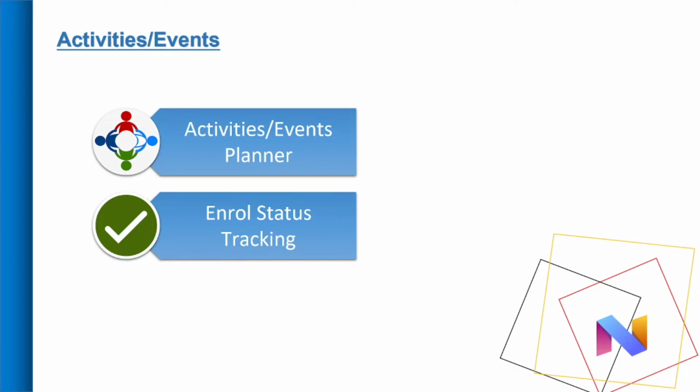Under the activities or events menu, the first one is the activities or events planner, where you can conduct or organize various activities or events like sports events, cultural events, special coaching classes or any club events as well. Next up is Enroll status tracking, wherein you can track the status of the student's enrollment.